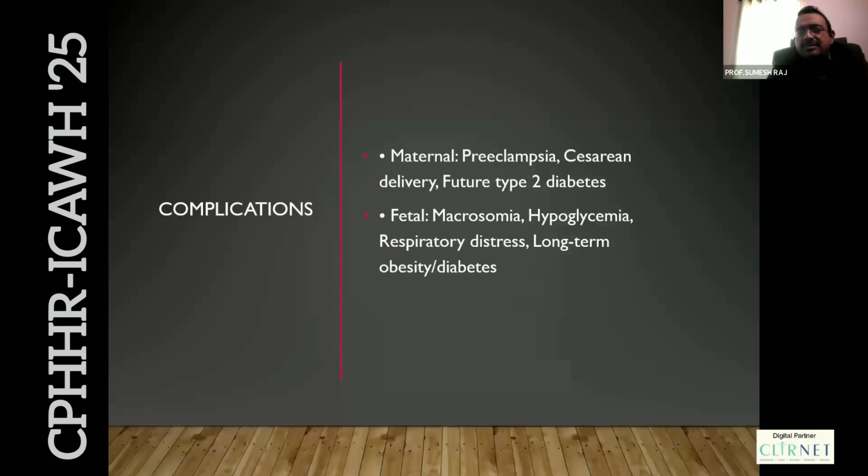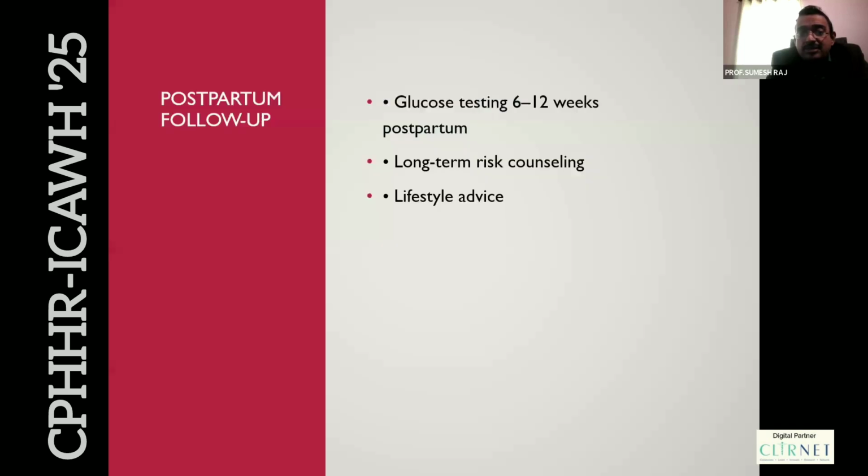What are the complications that can occur in gestational diabetes? The maternal complications are preeclampsia, more incidence of cesarean section deliveries, and future type 2 diabetes. This is more important: future type 2 diabetes. Macrosomia can occur as a complication for the fetus. More incidence of hypoglycemia in the neonate. There can be respiratory distress, large baby, long-term obesity, and diabetes.